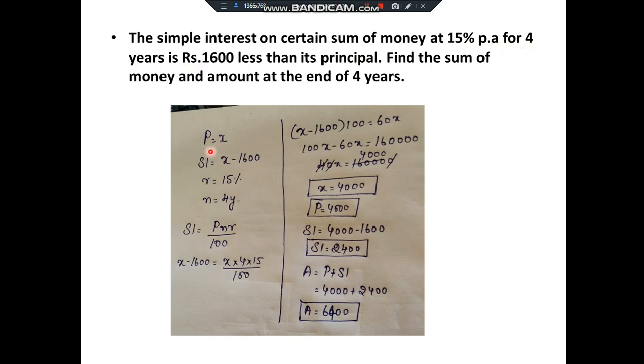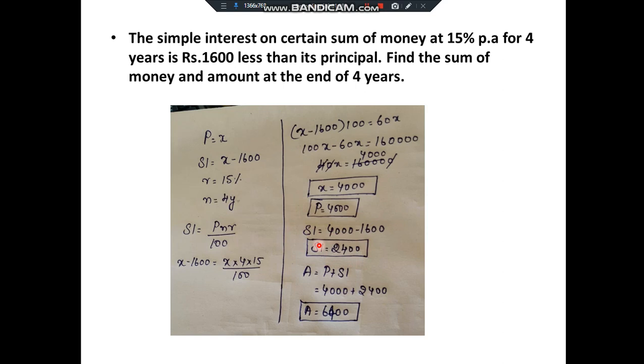Okay, so simply substitute in the SI formula. SI is equal to PNR by 100. So whatever values you know, you just substitute them, and finally you get the x value as 4000. So x is nothing but the principal, so principal is equal to 4000. So your simple interest would be 4000 minus 1600, which is 2400. Okay, so you got the simple interest and principal.